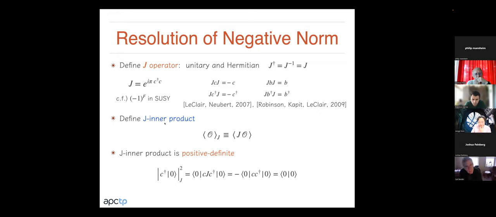And then you define the new J inner product by inserting the J operator here, similar to supersymmetry. If you calculate the J inner product of the first excited state, it's positive, because when you insert J here, it flips the sign of C minus, and then by using the anti-commutation, it's the same norm as the vacuum. So this J norm in general has non-negative norm.